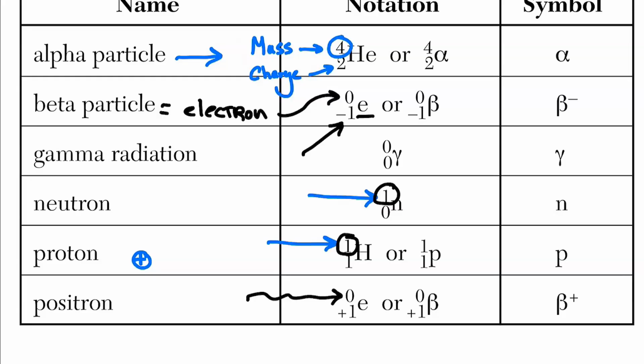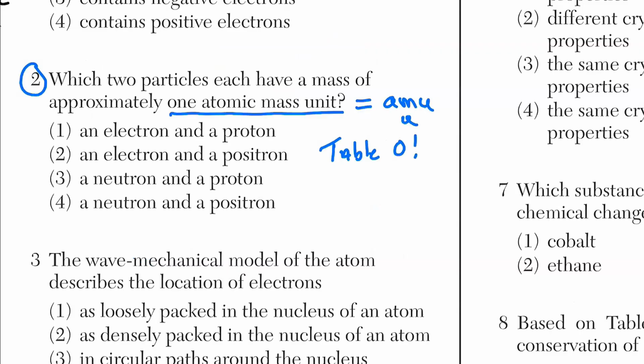So clearly Table O can remind you that the proton and neutron both have the same mass. Okay, and of course you should know they're located in the nucleus. Everything outside the nucleus is empty space. I'm trying to reinforce these important concepts. So let's go back to the test. Which 2 particles have the same mass? Table O tells us a neutron and a proton. So number 3 is our answer.